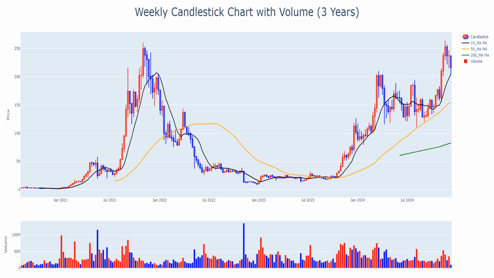Long-term investors should focus on accumulation near support levels, while short-term traders must watch for volume-driven breakouts.